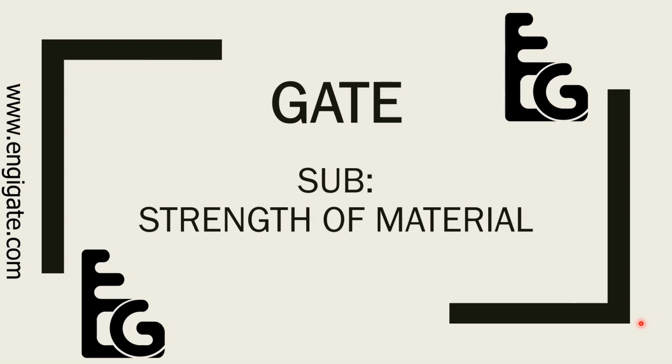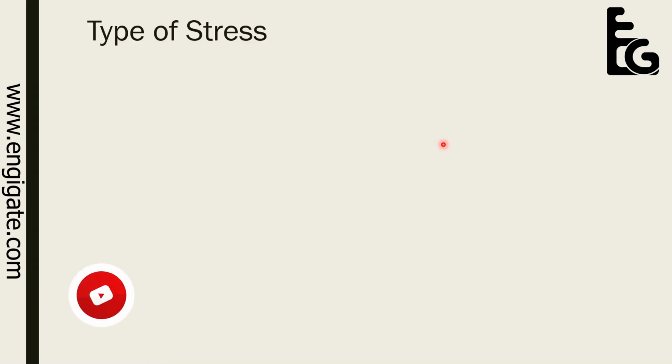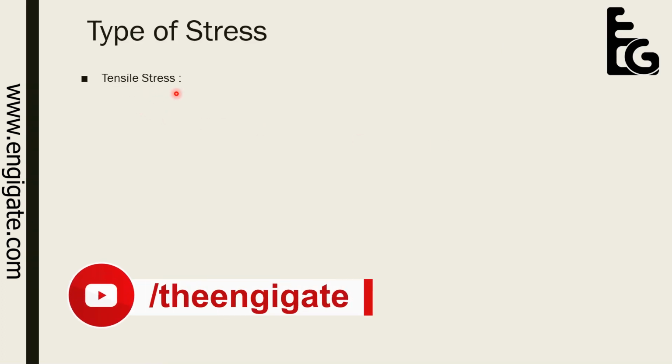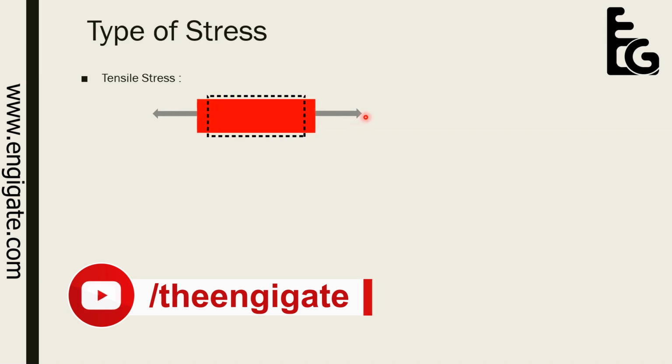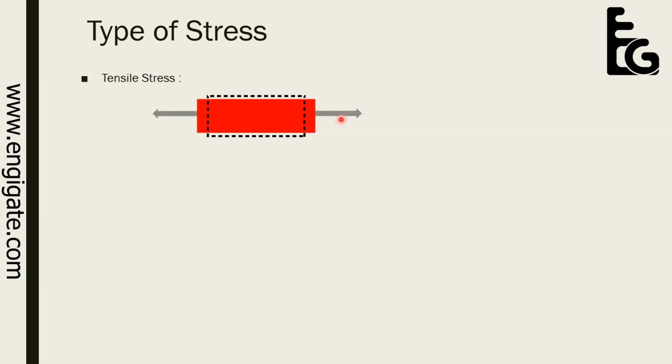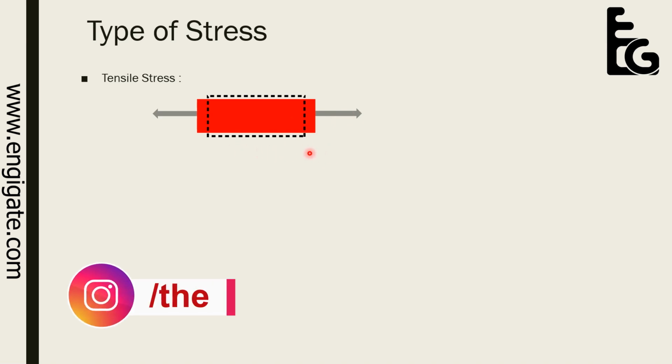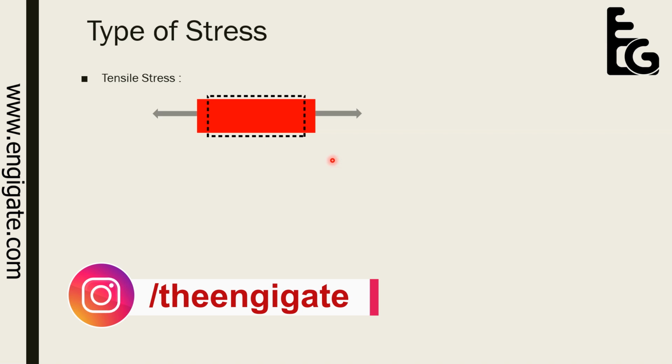We are going to study strength of material today. Types of stress. Tensile stress. When we are applying axial load in outward direction, it will try to increase length of the object. Here, internally developed resistance force is in inward direction, but we will call it tensile stress only.